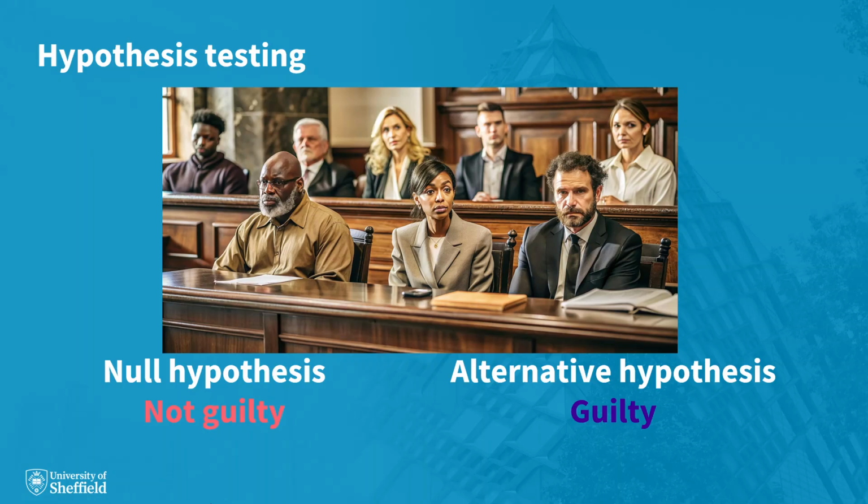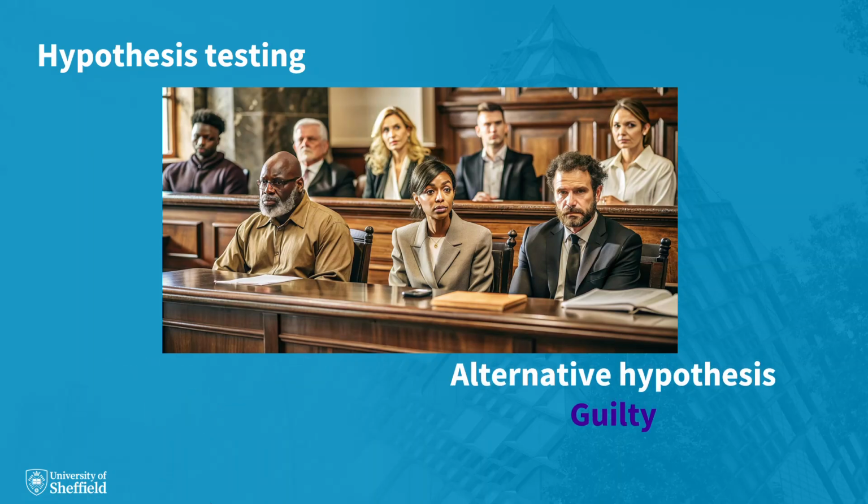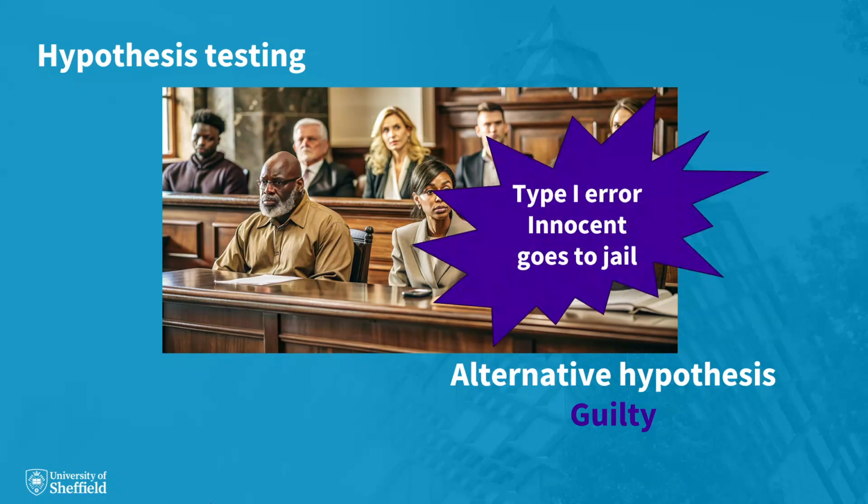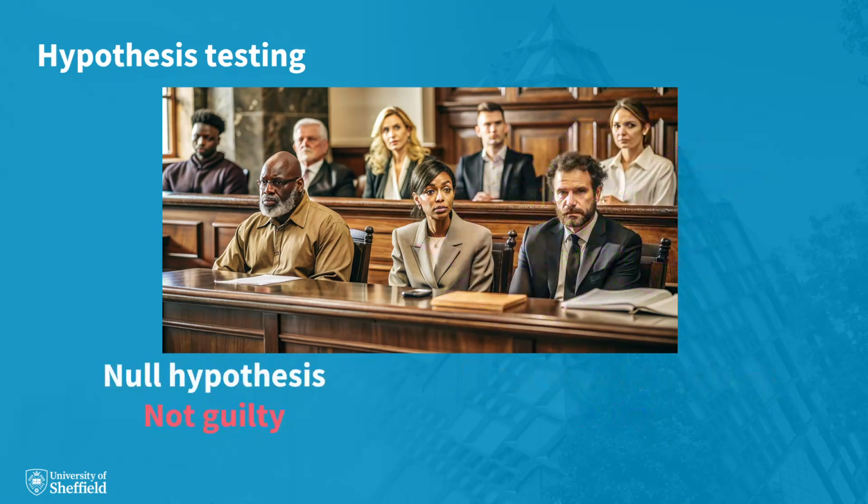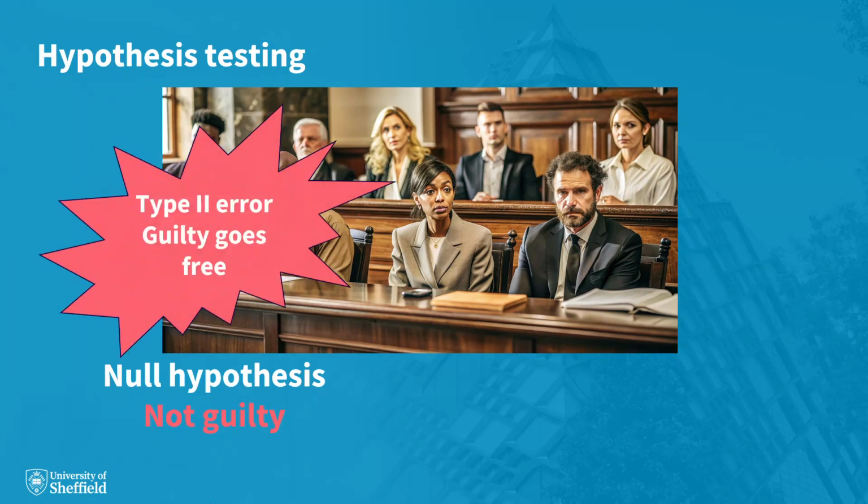Of course, this process is prone to error. If the jury is too quick to deliver a guilty verdict, there is a risk that an innocent person might be sent to jail. Statisticians call this a type 1 error, the error that results from incorrectly rejecting the null hypothesis. On the other hand, if the jury requires absolute proof of guilt before delivering a guilty verdict, this risks that a guilty person may be let off. This is a type 2 error, the error that results from failing to reject the null hypothesis when we should have done so.